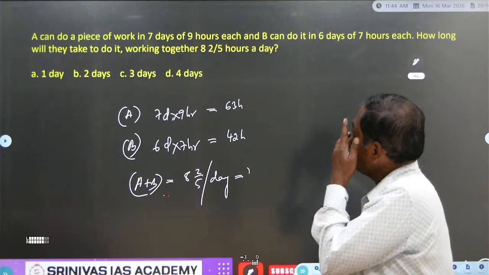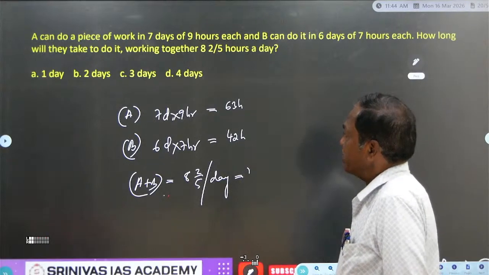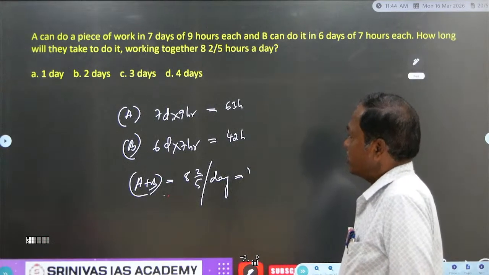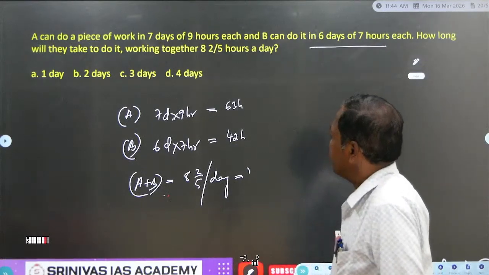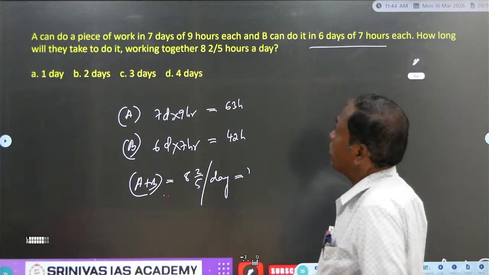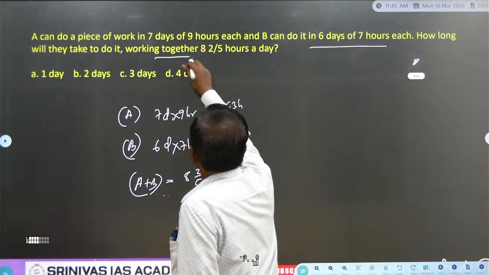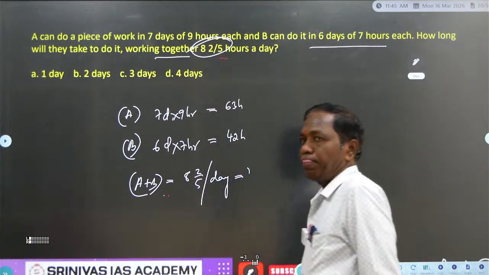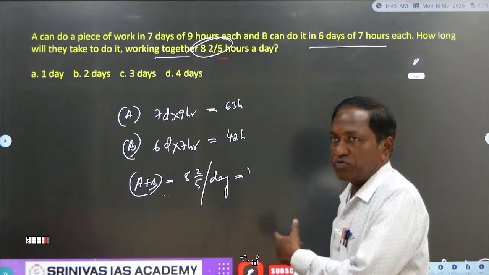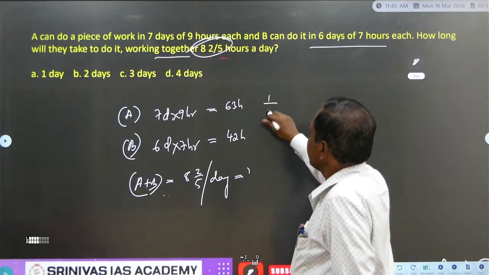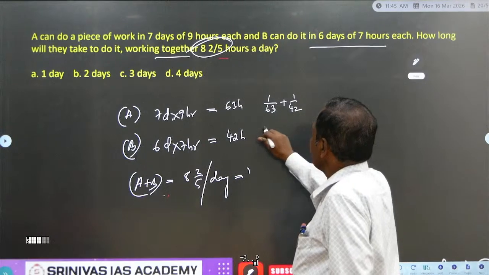A can do a piece of work in 7 days of 9 hours each day, multiplied, total 63 hours it takes. B can do it in 6 days of 7 hours each. 6 into 7, 42 hours. How long will they take working together? 8 2/5 hours per day. Then A plus B you have to take, total you have to do. So 1/63 plus 1/42. How much will it come?